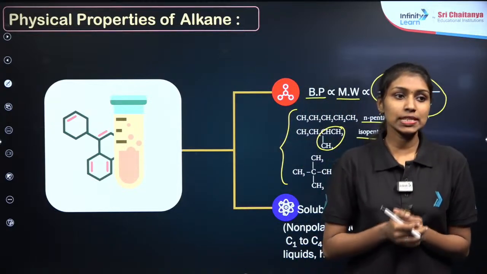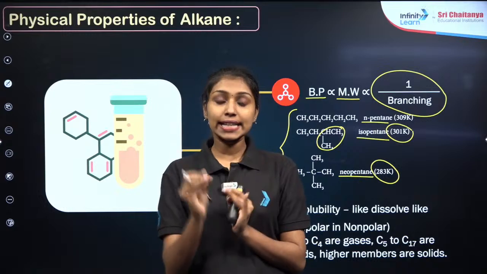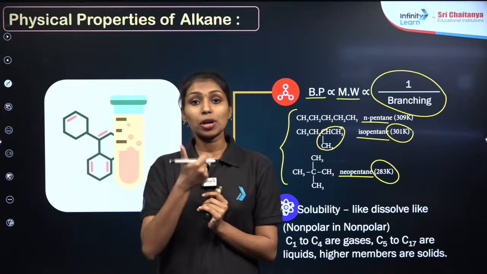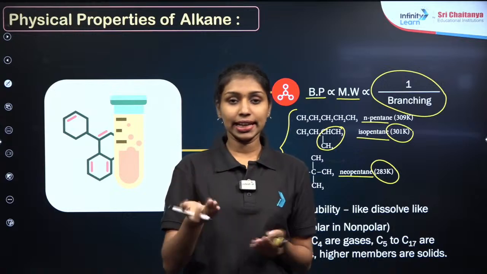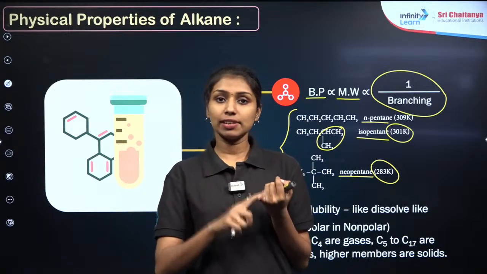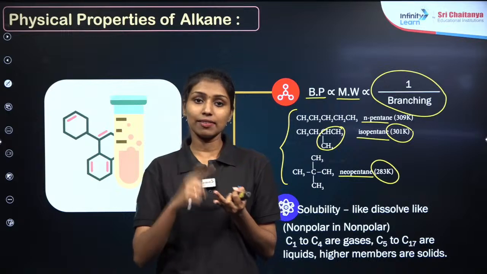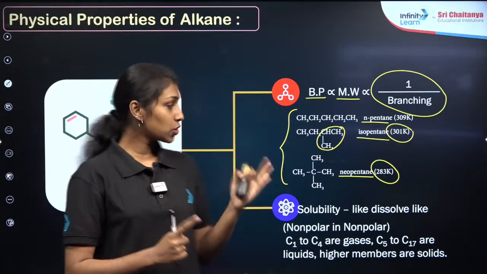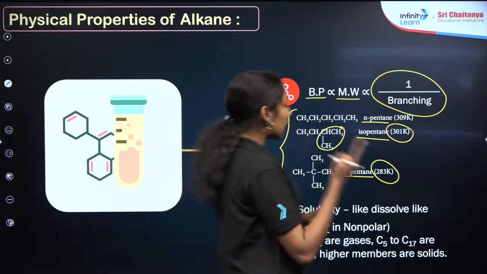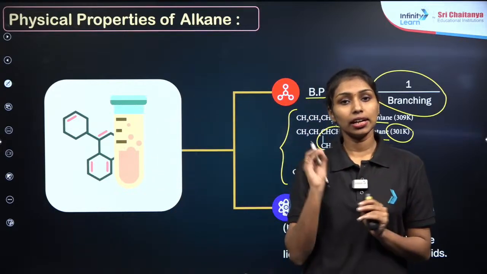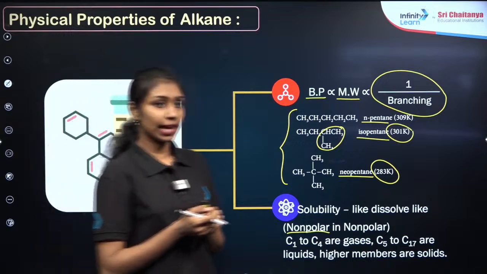Now let us talk about the solubility property of the alkanes. As we already know, all the alkanes are non-polar in nature. So there is a property like, like dissolves like. If a compound is non-polar, it will dissolve in non-polar solvents. If a compound is polar, it will dissolve in polar solvents. Because of the non-polar property of the alkanes, they always dissolve in non-polar solvents. Clear? Like dissolves like.